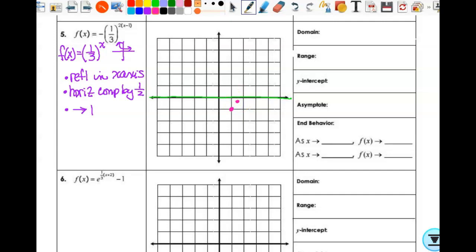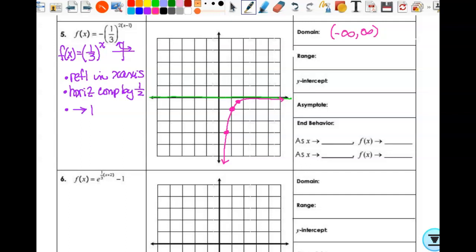Okay. Then I substitute in negative 1. 1/3 to the negative 1 power is what? 3. So up here at 3, I reflect in the x-axis, horizontal compression by 1/2, move to the right 1. End up right here. So the point's bigger. Okay? Any questions about where anything came from? Alrighty, so my domain is still negative infinity to infinity. My range, where do I start?